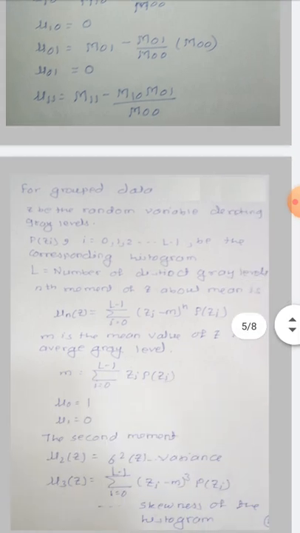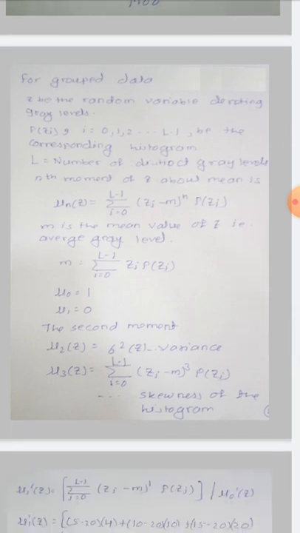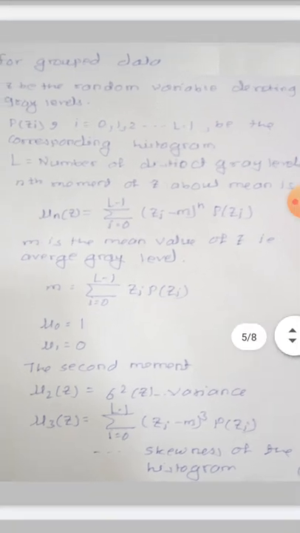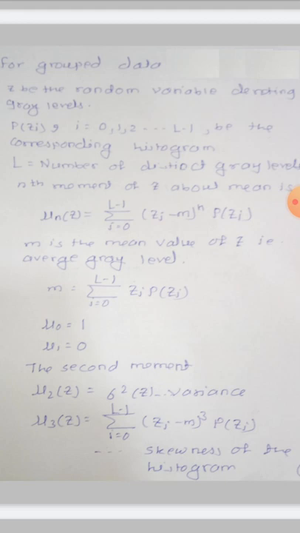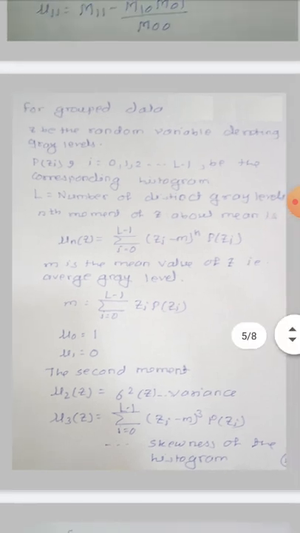Now, the second type is grouped data moments. Now in this, z is a random variable denoting gray levels. P of zi are the frequencies where i is varying from 0, 1, 2, up to L minus 1. Let it be the corresponding histogram, where L is the number of distinct gray levels.